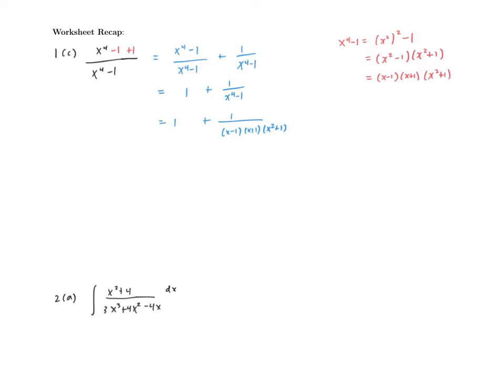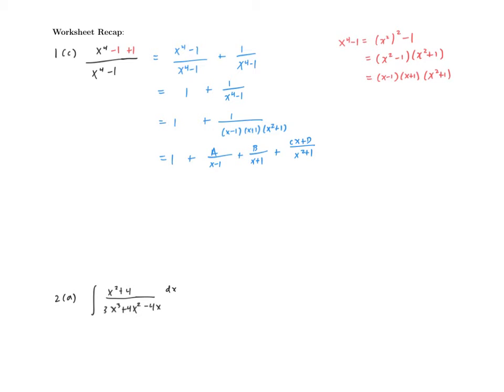And without writing anything else down, we should be able to look at this term and immediately indicate how many terms the PFD will contain and how many constants. And the answer is it will contain 3 terms, 1 for each factor, but 4 constants, 1 constant for each linear term and 2 constants for the irreducible quadratic. And the form of our PFD is A over x minus 1, B over x plus 1, and then Cx plus D all over x squared plus 1.